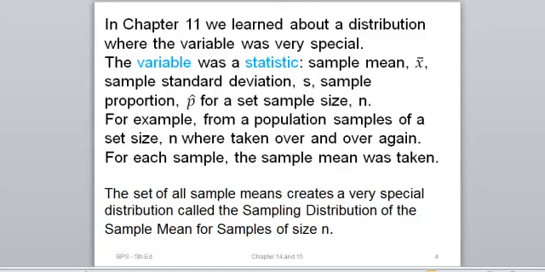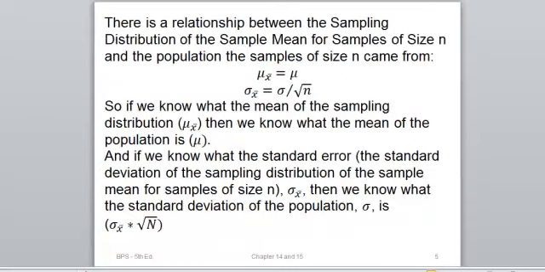For the sampling distribution of the sample mean, there's a very special relationship between the sampling distribution of the sample mean for samples of a specific size, n, and the population those samples of size n came from. The mean of the sampling distribution actually equals the mean of the population, always. And the standard deviation of the sampling distribution of the sample mean for samples of size n, we shorten that. We have a name for that. We call it the standard error.